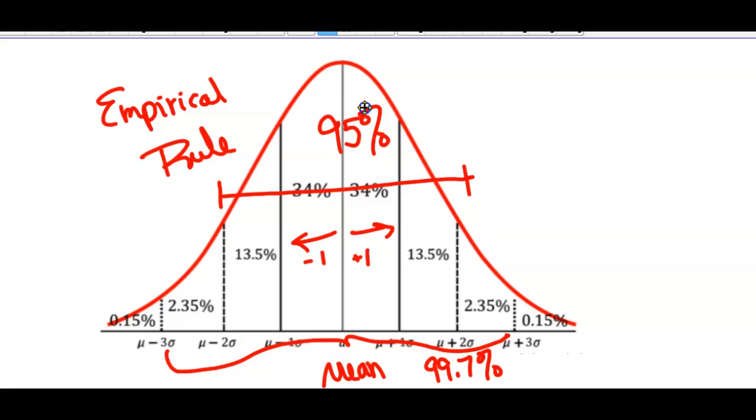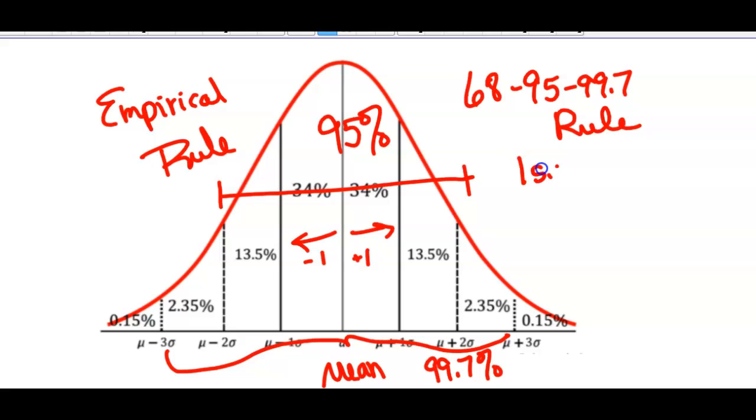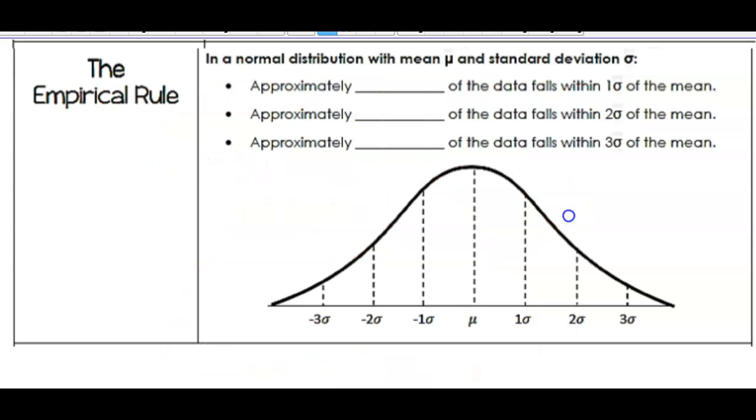It is also called the 68, 95, 99.7 rule, meaning 68% of the data will fall within 1 standard deviation, 95% will fall within 2 standard deviations, and 99.7% will fall within 3 standard deviations. All right, so I should have put that here, I guess: 68, 95, and 99.7.